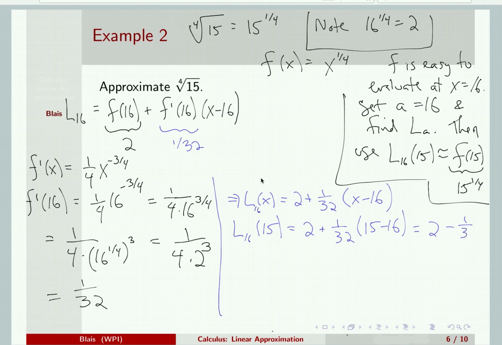minus 1/32, or 64 minus 1/32, or 63 over 32, which is just a little bit less than 2. That's actually 1.96875.